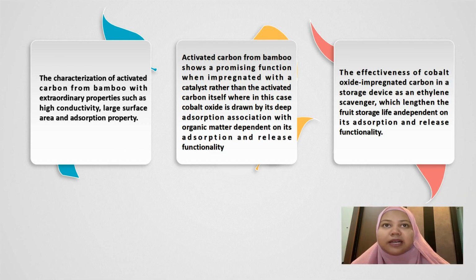For the conclusion, the characterization of activated carbon from bamboo shows extraordinary properties such as high conductivity, large surface area, and absorption property. Activated carbon from bamboo shows a promising function when impregnated with a catalyst rather than the activated carbon itself, where in this case cobalt oxide is chosen for its deep adsorption association with organic matter, dependent on its adsorption and release functionality. Thus, cobalt oxide impregnated carbon in a storage device acts as an ethylene scavenger, which will lengthen the storage life of fresh produce.